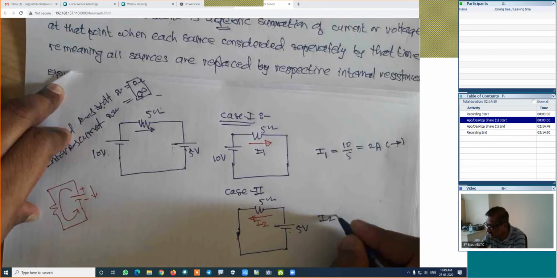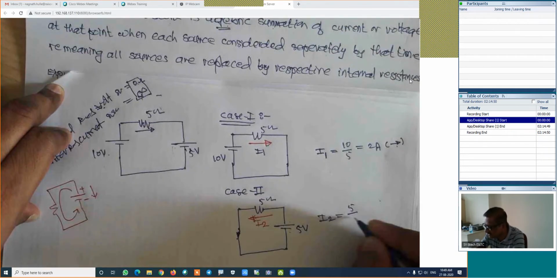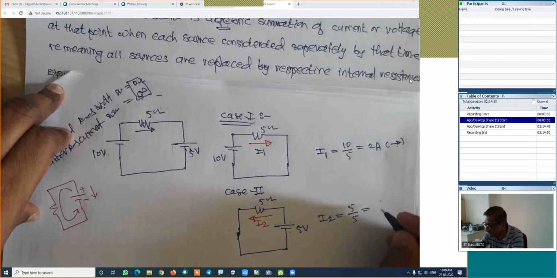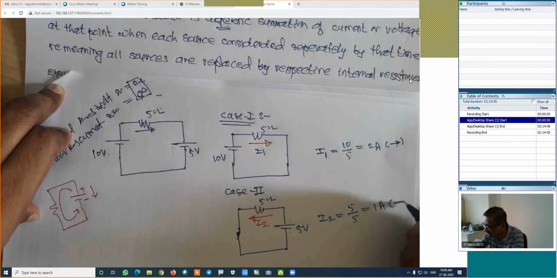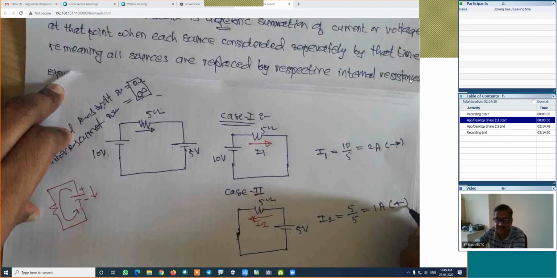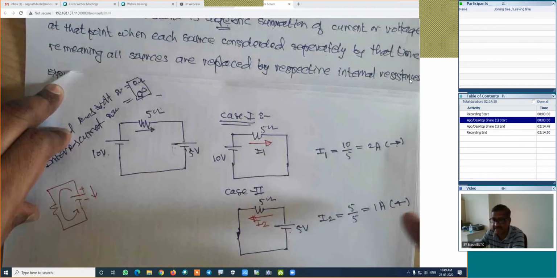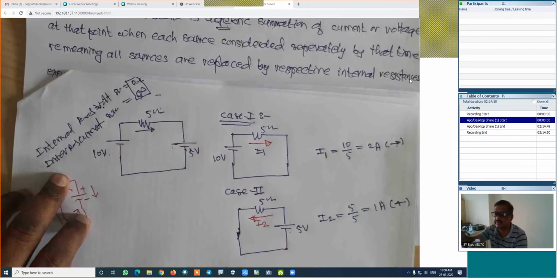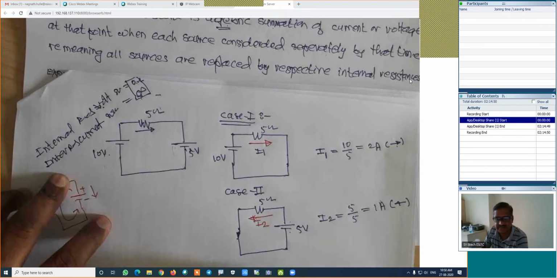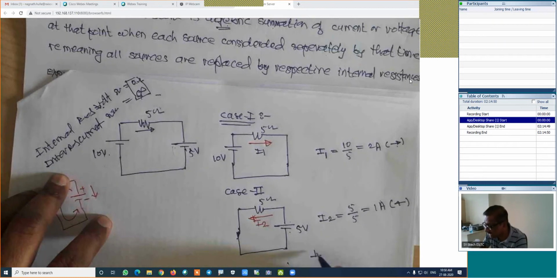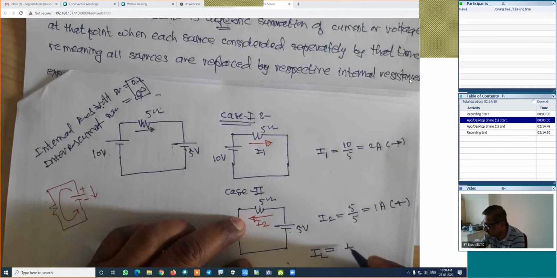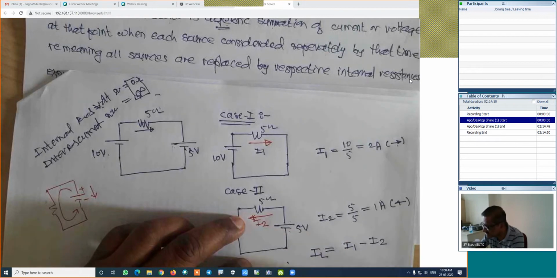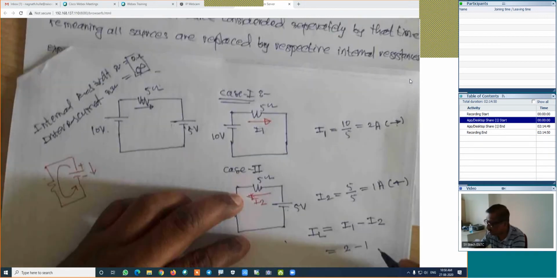How much is the I2? I2 is equal to 5 divided by 5. How much? 1 ampere. How is the direction? Something like this. If it is taken as a positive direction, this should be the negative. Sign conventions are not fixed. We can assume the sign conventions of our choice. That's why in this case, the total current, or I will call it IL, load current, is equal to I1 minus I2. And in this case, this is 2 minus 1, which is equal to 1 ampere.